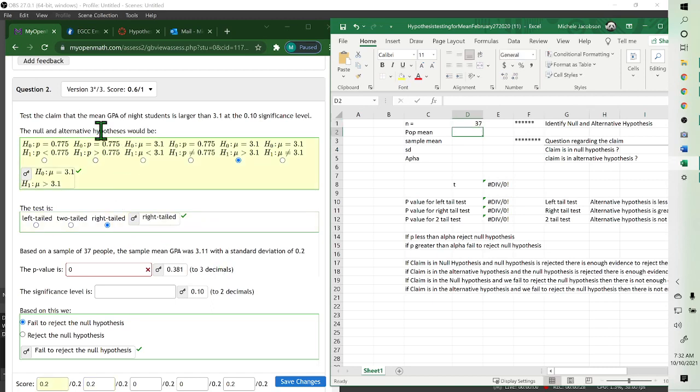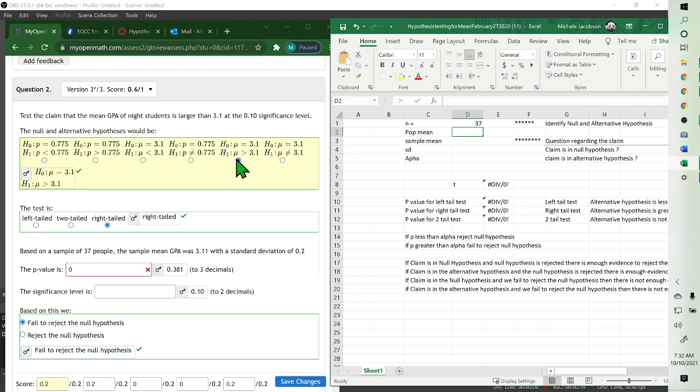I guess we want to test the claim that the mean GPA of night students is larger than 3.1. So that would mean greater than. Alternative is always the one that would have the greater than. The null hypothesis is always equal to. And we want mu instead of p because p is for proportion.